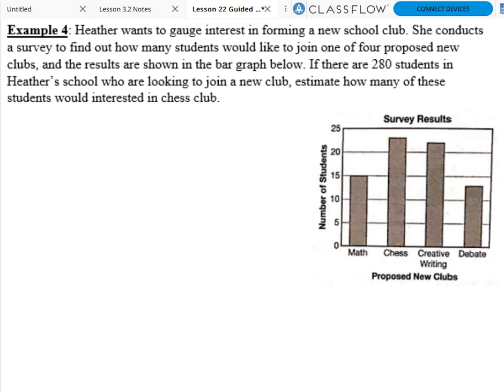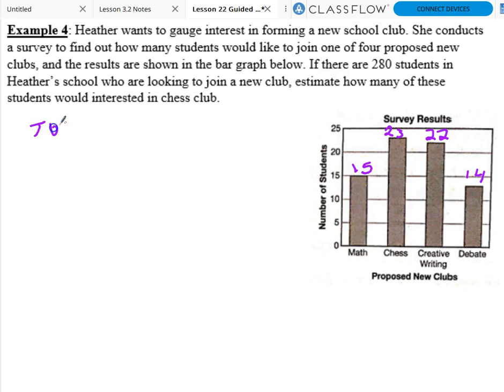Next example. Heather wants to gauge interest in forming a new school club. She conducts a survey to find out how many students would like to join one of the 4 proposed new clubs, and the results are shown in the graph below. If there are 280 students at Heather's school who are looking to join a new club, estimate how many students would like chess club. So again, the first thing we're going to do is estimate how many are in each one. So this is going to be 15. I'm going to say that this is 23, this one is 22, and this one is 14. Right, so that's just estimating, looking at where they fall and making an educated guess.